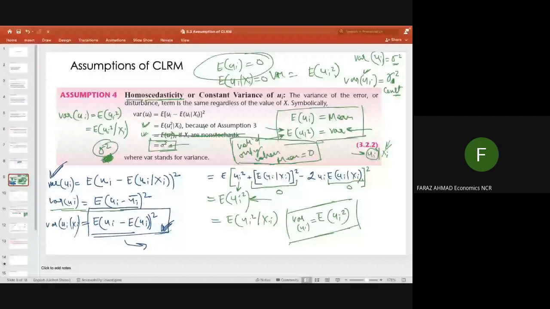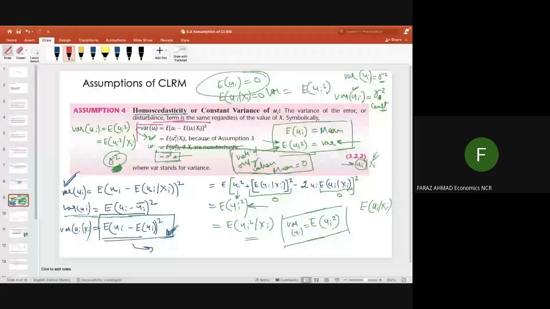ui squared. So I've written conditioned upon x from my side to make you understand that we are talking about conditional expectations, not unconditional expectations. Whenever you take the mean, it has to be the conditional mean only, right? So this was the explanation of how you come from this notation to this notation.